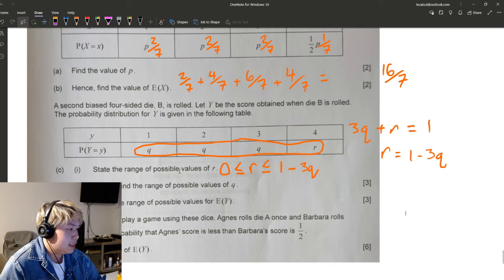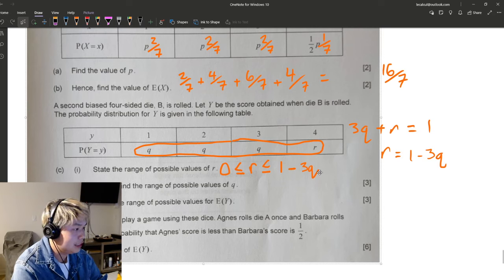State the range of possible values of r. Yeah, I guess r can be just between 0 and 1. And then we'll just adjust q. Let's just say that.